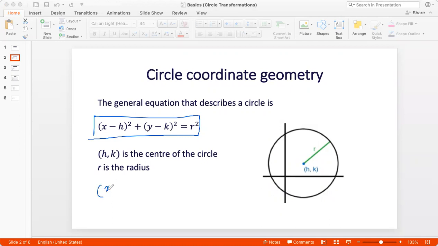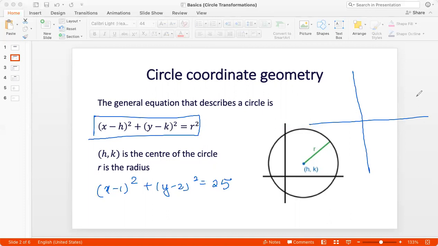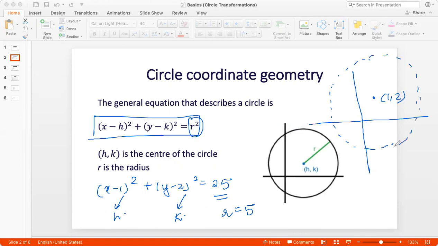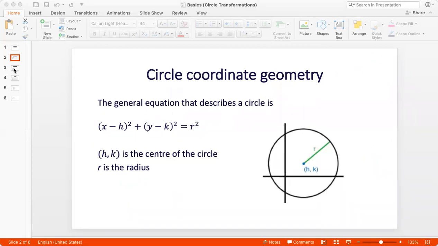So if I have an equation like (x minus 1) whole squared plus (y minus 2) whole squared is 25, that basically means that the center of my circle is at (1, 2), because h here is 1 and k here is 2, and the radius of my circle is 5, because the right-hand side of the equation has r squared. So the radius of my circle is 5. So something like this, where this distance is 5. Okay, so this is what you need to know when you start a discussion of transformations of circles.